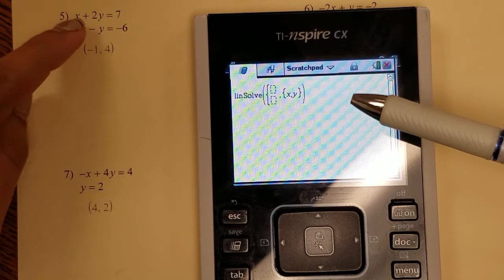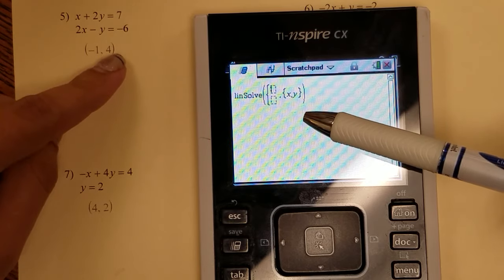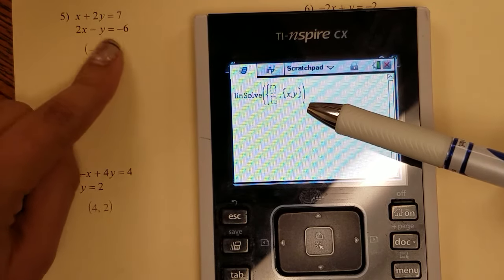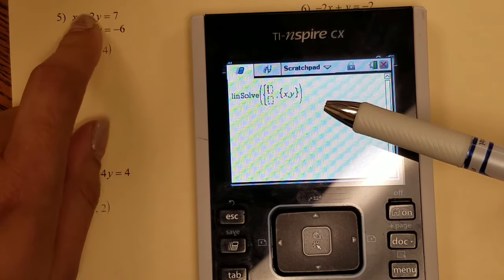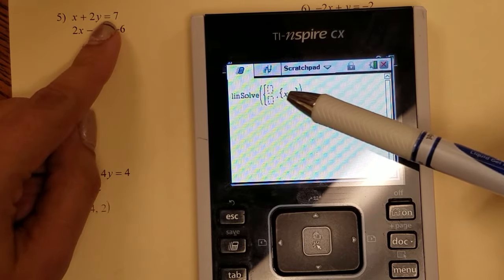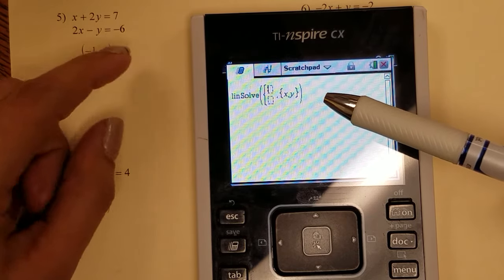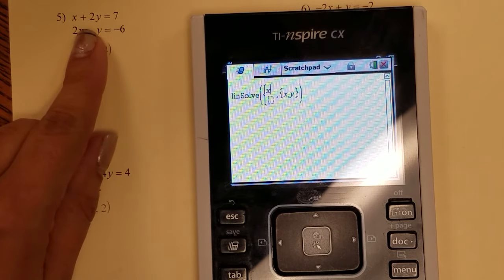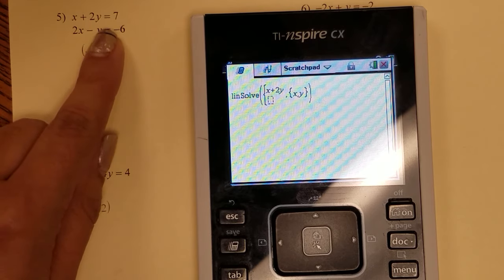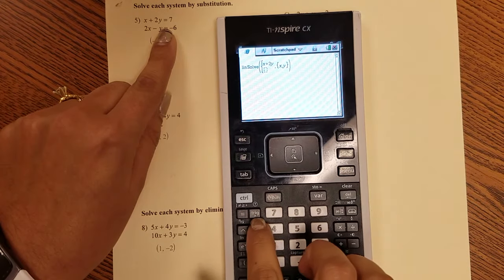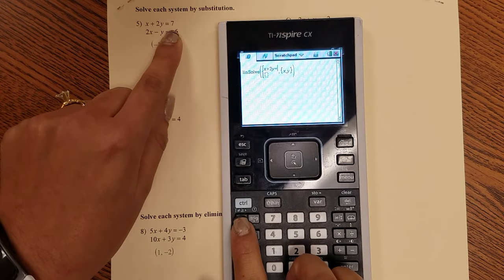Now you need to be careful to make sure that the variables you use here are the variables that are in here. If your equation has m and n, you can't put m and n in here. You have to use x and y, so just rewrite it if you need to. Then you just type it in. So you have x plus 2y is equal to 7. Your equal button is right here.